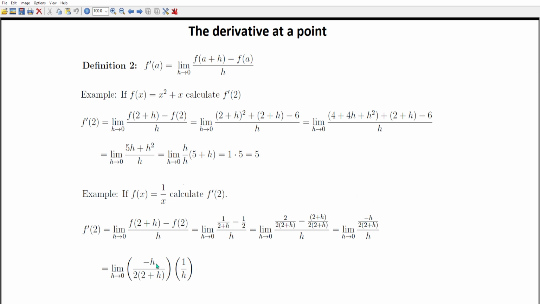And now if you look at this thing, there are our h's. So we're going to regroup it. So we've got our h over h. What's left over is this term. That's going to give us a 1.